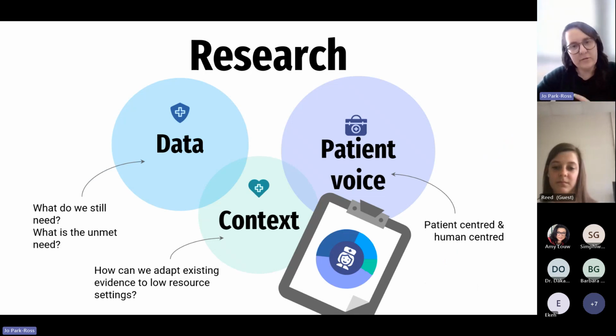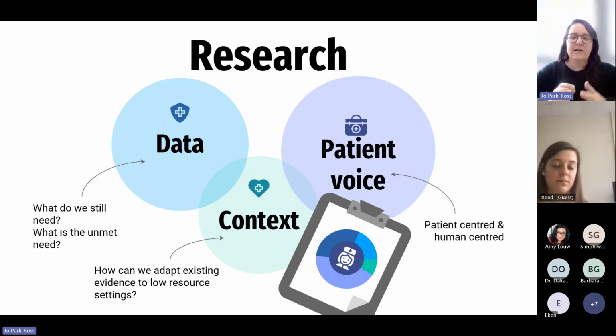We're going to talk a little bit about research towards the end, but I just wanted to tie in and say research is a really important part of program introduction and evaluation. Often when we are planning our interventions, our programs, our global surgery in action work, what we need to do is have a look at the data and ask what exists and what we can use to build on, but also what data we still need. What is the unmet need in that area?